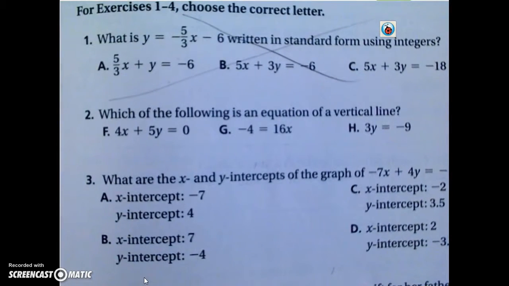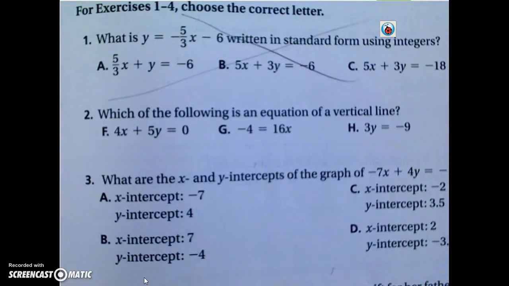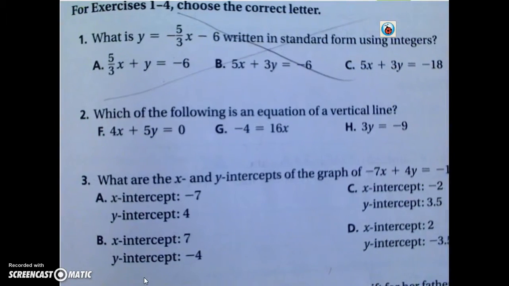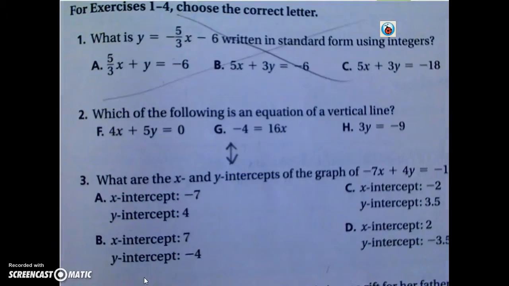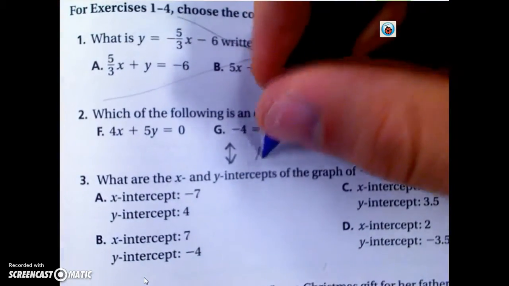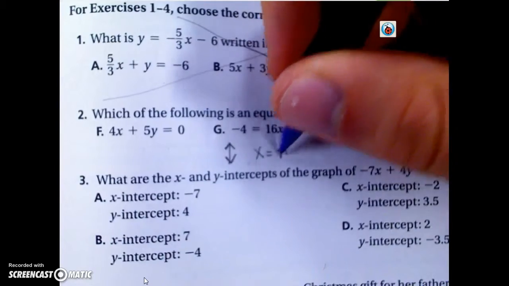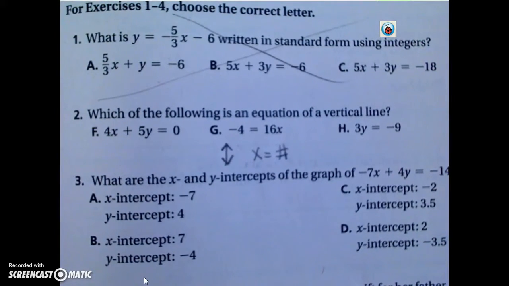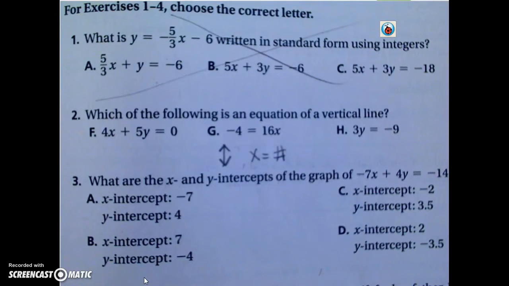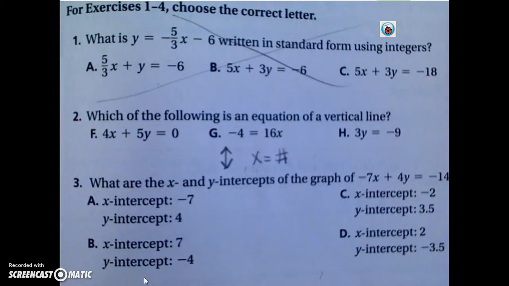All right, number 2 says, which of the following is an equation of a vertical line? So vertical is telling us a line that runs straight up and down. All right, so we know that this is always when we have x is equal to some sort of number. So my advice would be, see which one of these equations I can get x solved out for just a number. No y variable anywhere to be found.